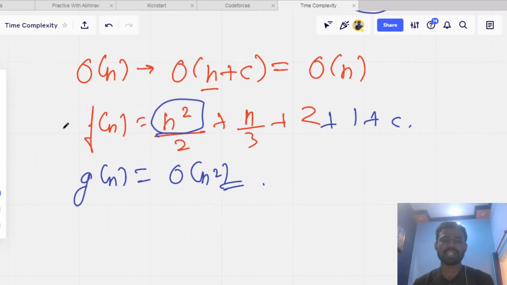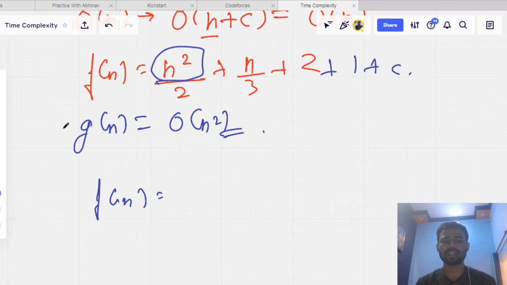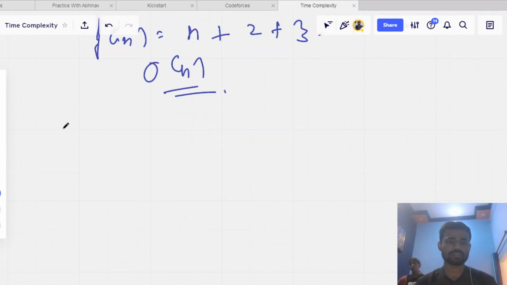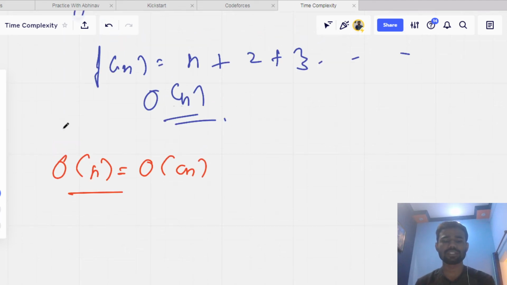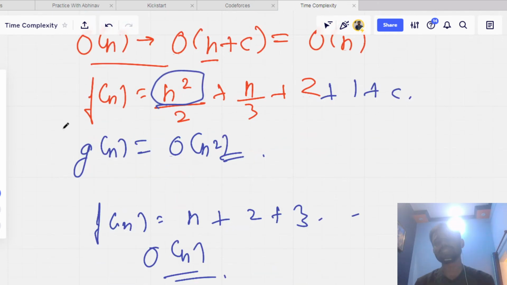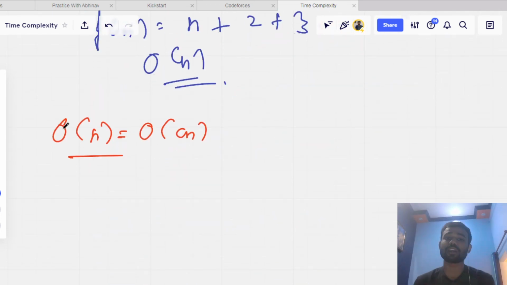Okay. Same if f(n) is n, then time complexity is O(n). If we add some constant here, 2 plus 3 anything, then also it will be O(n). Or if we multiply also, for example, O of n is equal to O of Cn. So there are two properties. First one is this, O of n is equal to O of Cn, and O of n is equal to O of n plus C. Means adding a constant or multiplying a constant doesn't affect the time complexity.